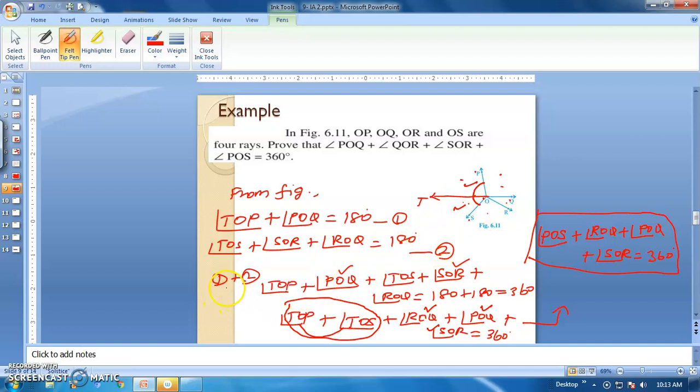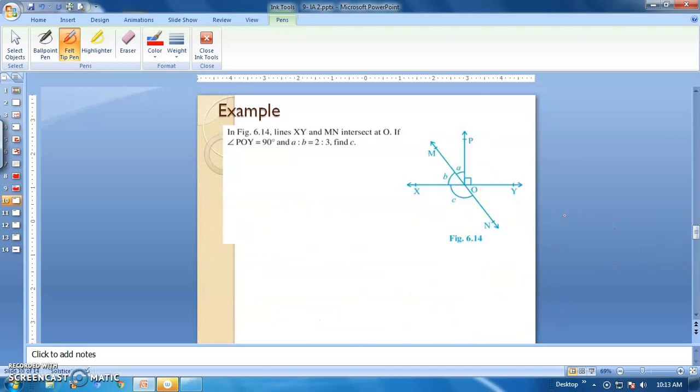And next I added these two equations like this. After adding, I compared the given expression and this one. Only two angles are not there in the expression. The sum of the two angles is nothing but POS. So that's all. Okay, so look at the next one.